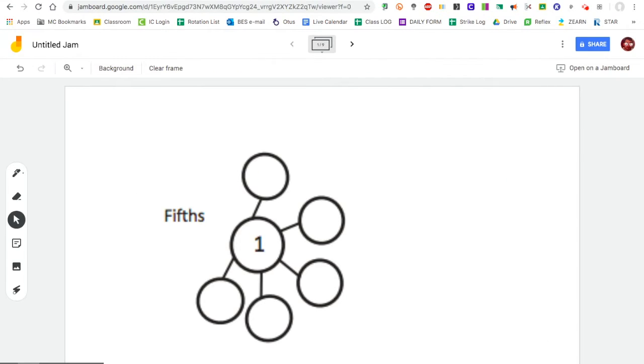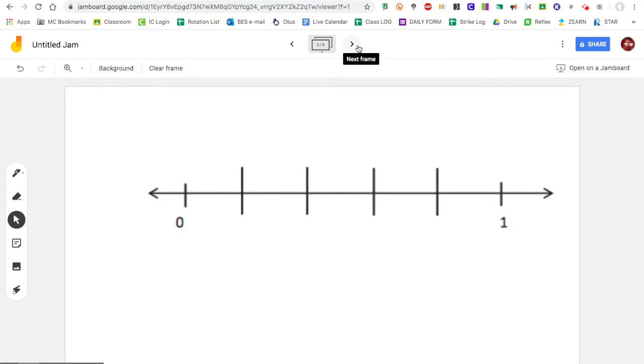So I'm going to do this one with you. So first of all, fifths. If we have 5 parts to the number bond, we would put 1/5 inside each circle, and we would have a total of 5 of those. In other words, 1/5 plus 1/5 plus 1/5 plus 1/5 plus 1/5 would equal 1 whole. Now they want us to put that on a number line.